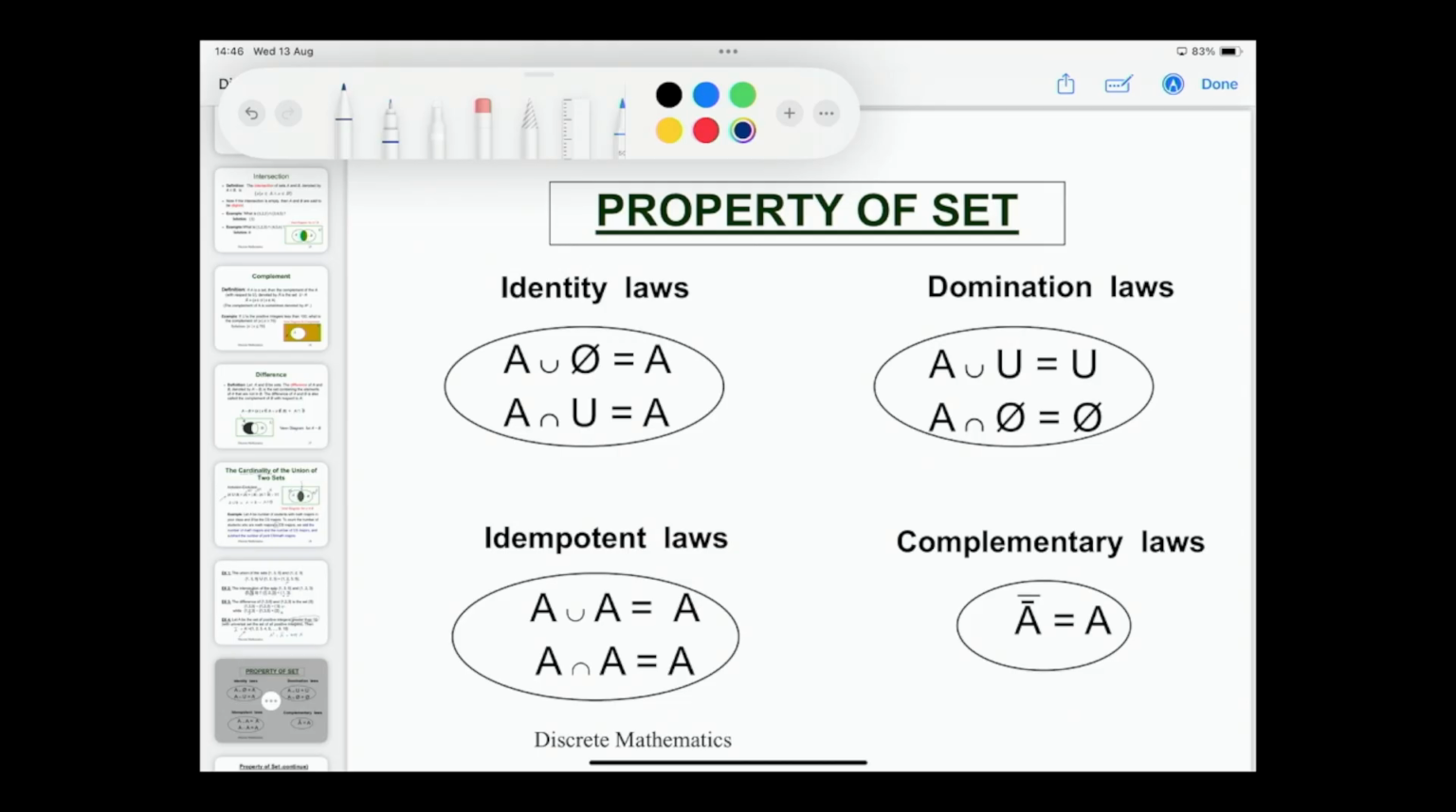That is A. Domination, dominate, means that when the universal set is union with any set, the result would be just the whole thing, the universal set. The empty set intersect with any set, the result would be the empty set. So it's just like the AND operation.